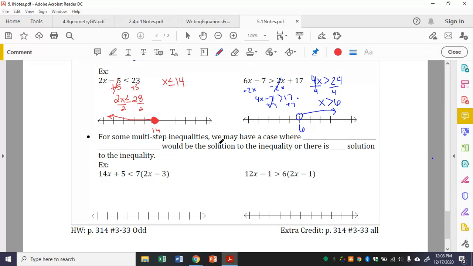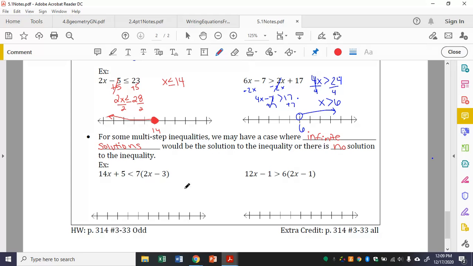But what I wanted to get to that we didn't have time for today is special situations. For some multi-step inequalities, we may have a case where there are infinite solutions for our inequality, or we may have a situation where there's no solution. If I have infinite solutions, it doesn't matter where my number sits on the number line. I could think of any number at all, and when I plugged it into my inequality, it would always prove my inequality to be true. If there was no solution, there is absolutely no number out there that I could plug in for x that would make my inequality true. Every single number that I plug into the inequality would end up being false.